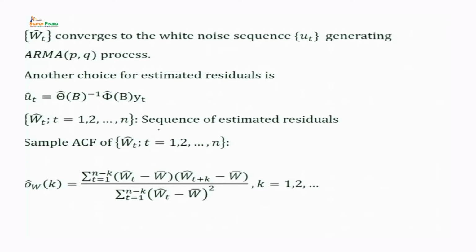So, W hat t is the sequence of estimated residuals, and then the sample ACF of W hat t is defined as, say, rho hat W(k) equal to summation t equal to 1 to n minus k, (W hat t minus W bar)(W hat t plus k minus W bar), divided by summation t equal to 1 to n, (W hat t minus W bar) square, for k equal to 1, 2, and so on. So, you may define the ACF of these estimated residuals like this.